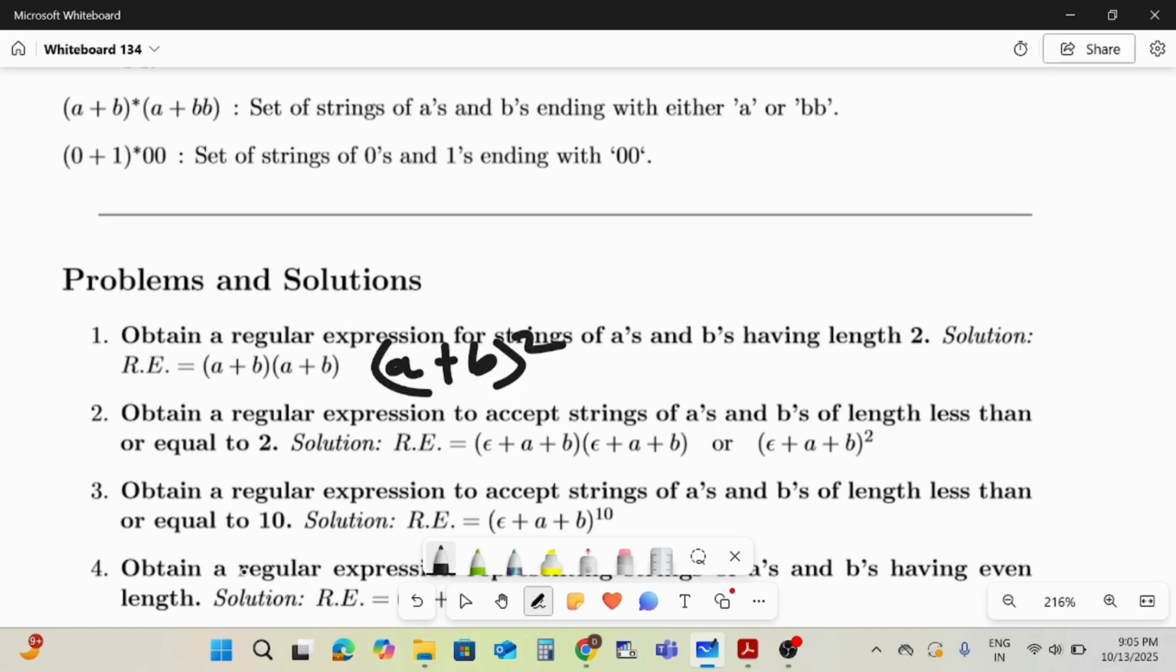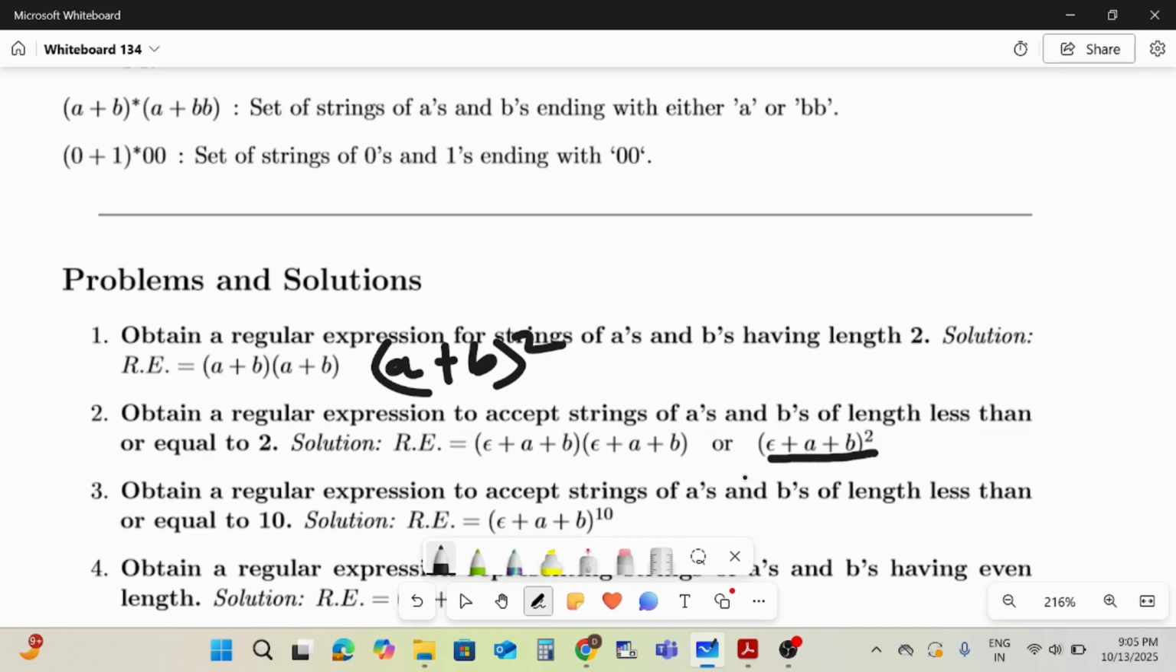In similar fashion, obtain a regular expression to accept the strings of A's and B's of length less than or equal to 2. Less than or equal to 2 means you can include the epsilon string as an optional. So you can have less than or equal to 2, or else you can also write it like (epsilon plus A plus B) the whole square.